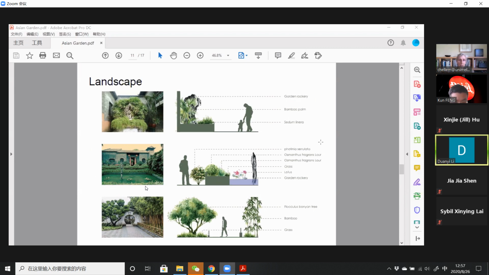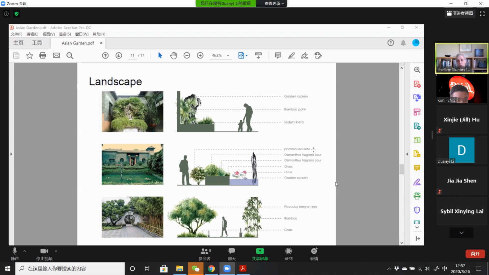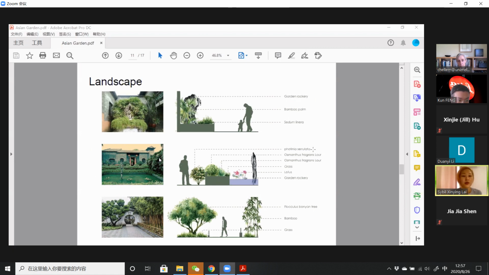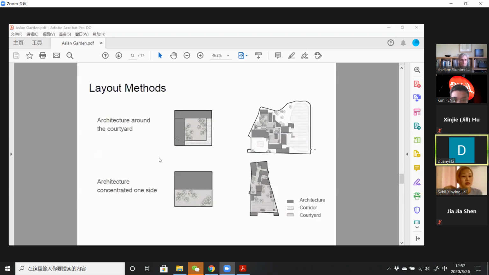Okay. Does the other group want to comment and ask questions here? Yeah, just have a bit of comments on the... Can you please just go back to the... I remember there's a top view about the layout methods or layout strategy. That page. This one. Yeah, and I think you've already passed it.